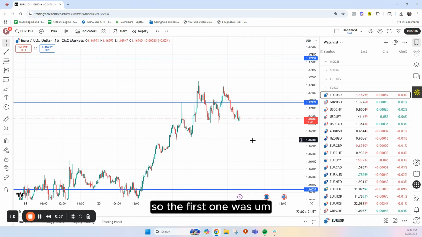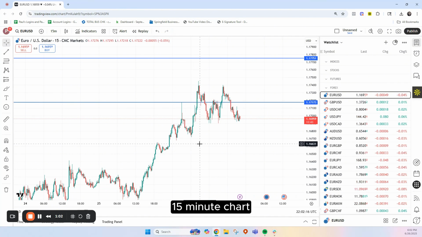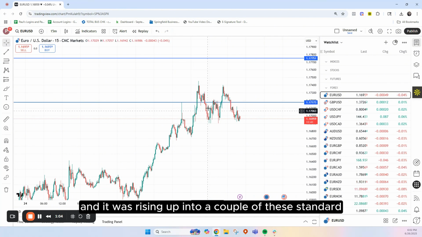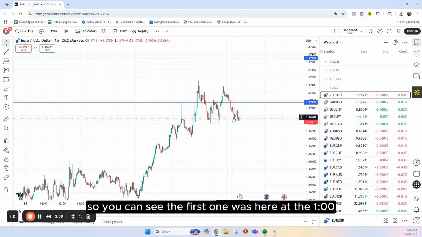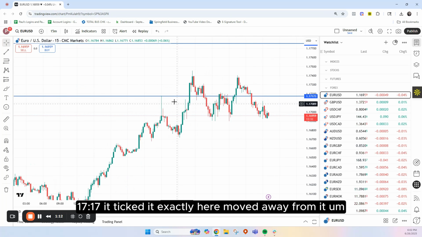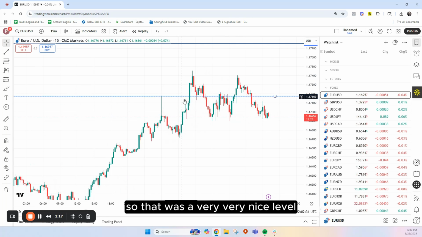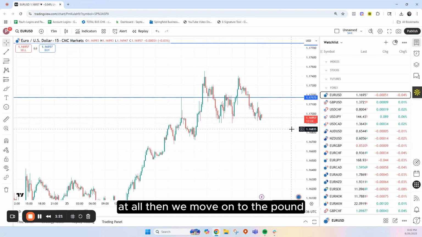So the first one was on the euro dollar, and euro dollar was rising today, 15-minute chart, rising up into a couple of these standard deviation levels. So you can see the first one was here at the 117.17. It ticked it exactly here, moved away from it. So that was a very, very nice level, a very nice turning point. And then the next one, it didn't really reach at all.